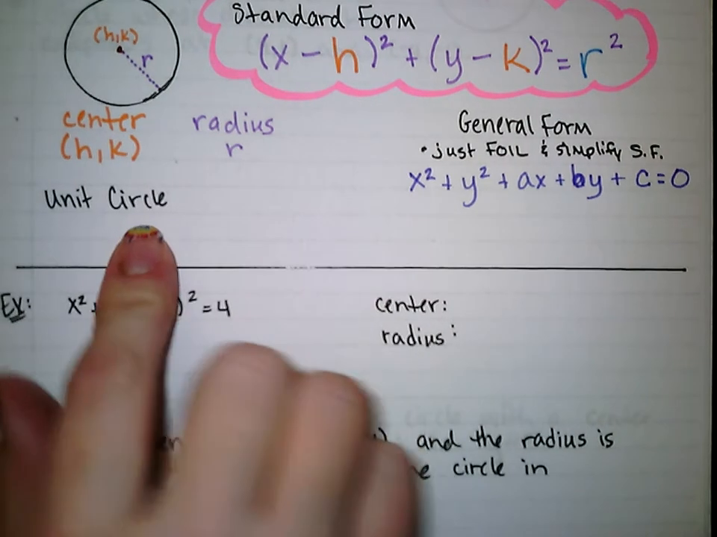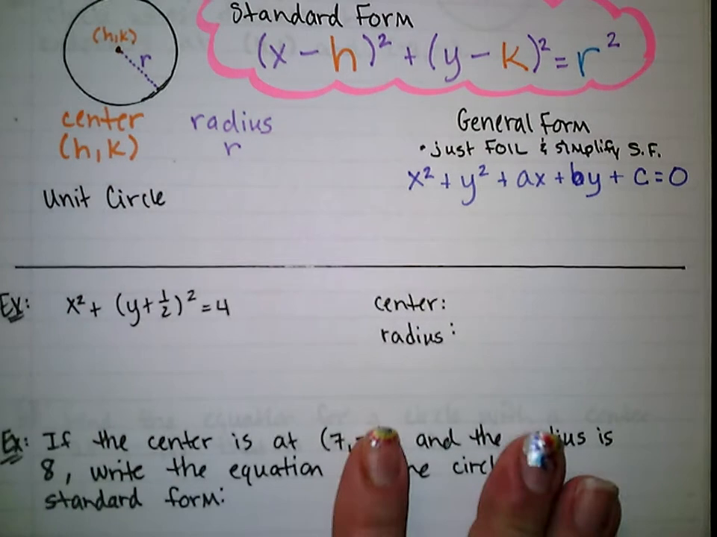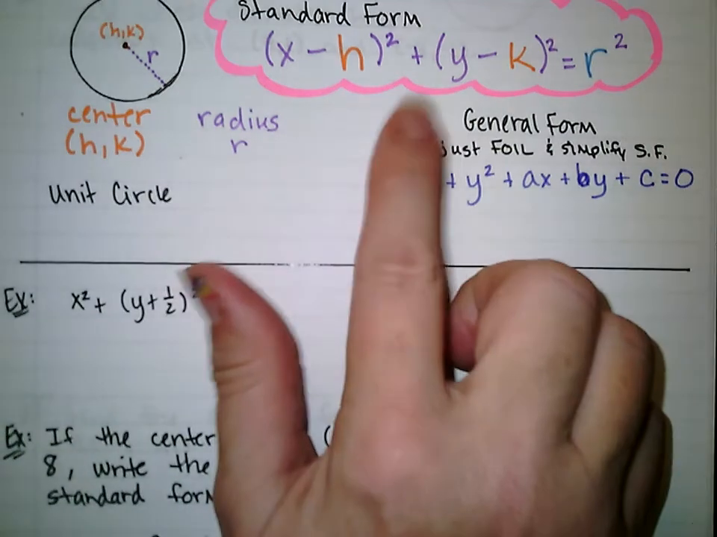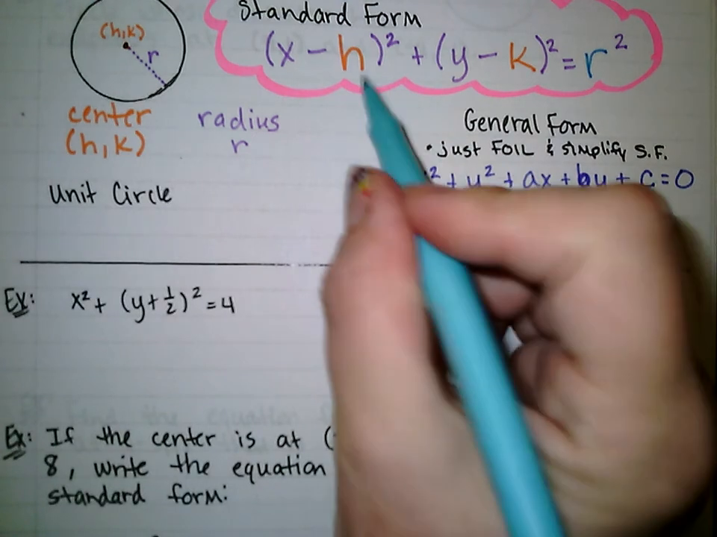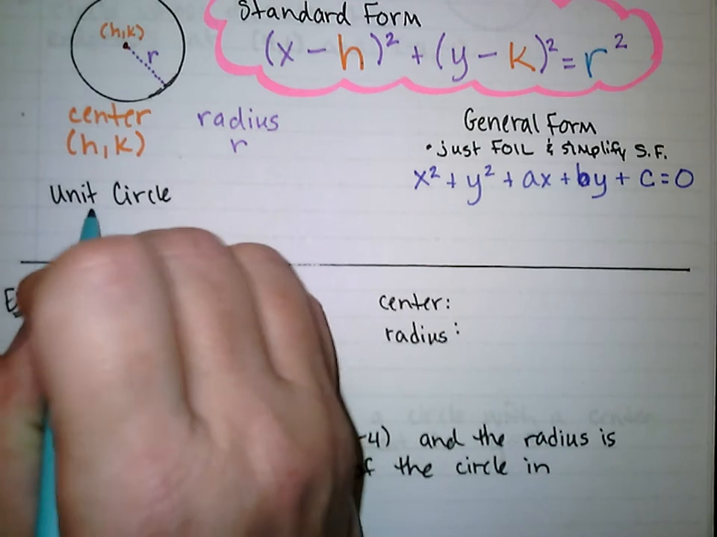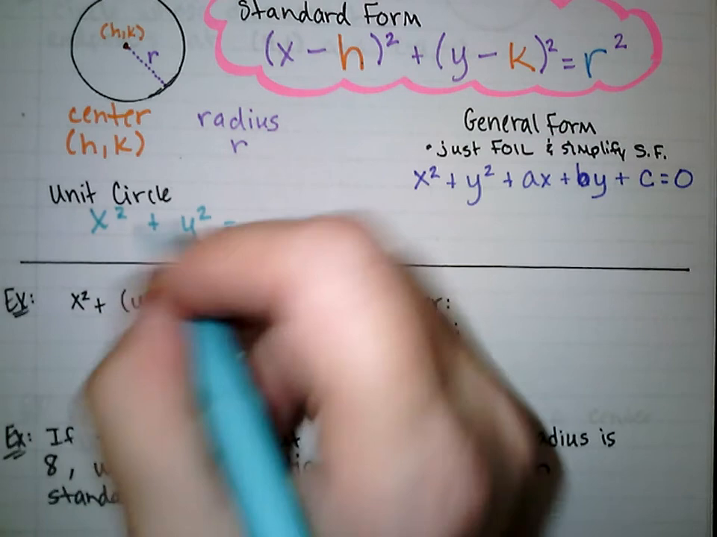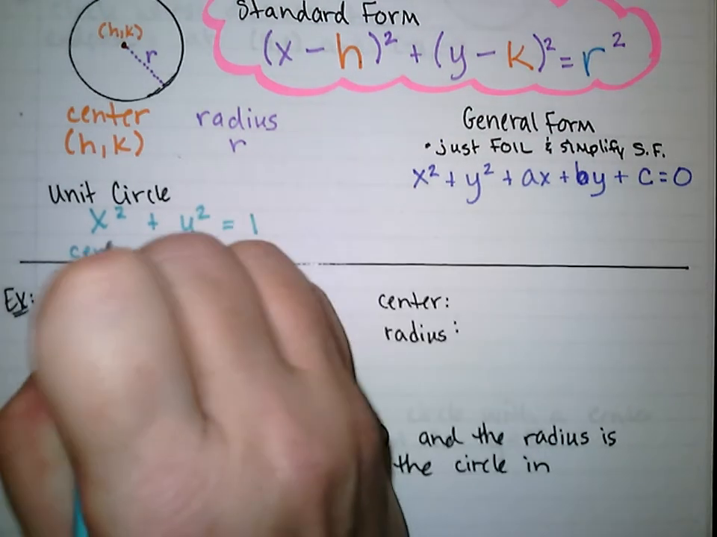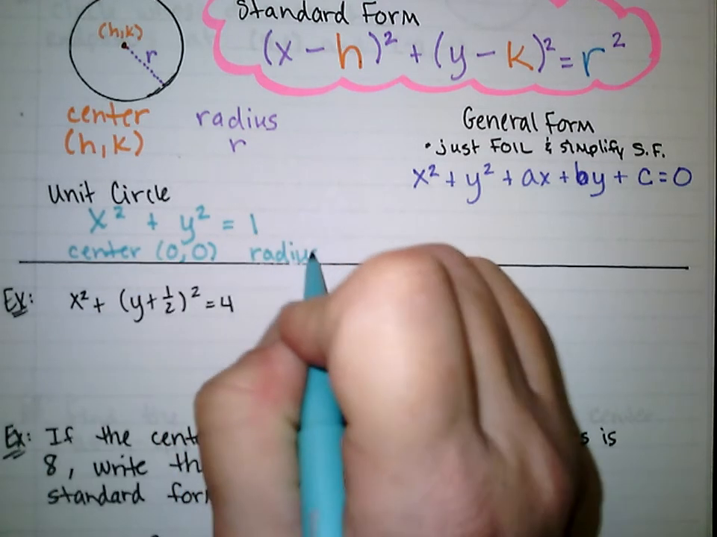A unit circle, if you remember from pre-calc, has a radius of 1 and a center at (0, 0). It's slightly different from standard form in that when we put in a 0 here and a 0 here, we're going to end up with x squared plus y squared. And since the radius is 1, it will equal 1. So a unit circle has a center (0, 0) and a radius of 1.